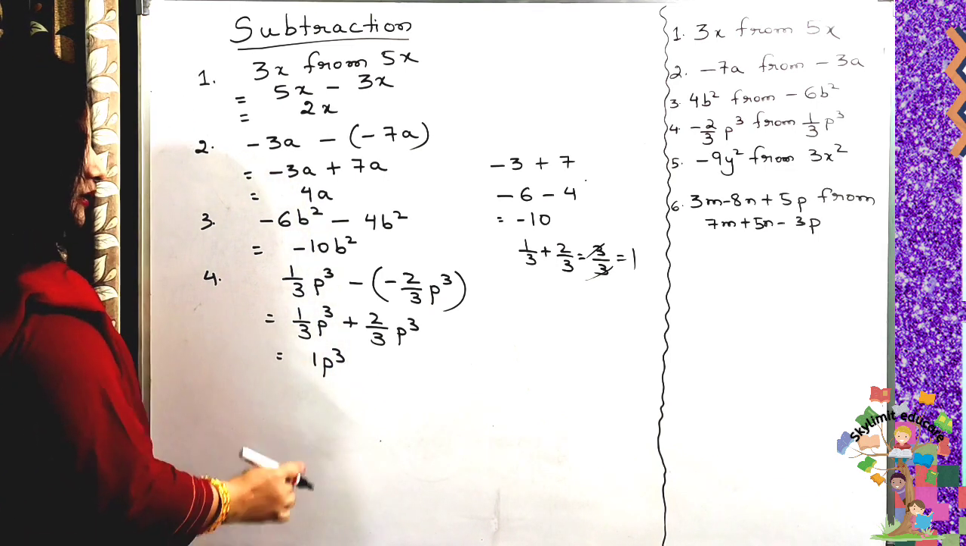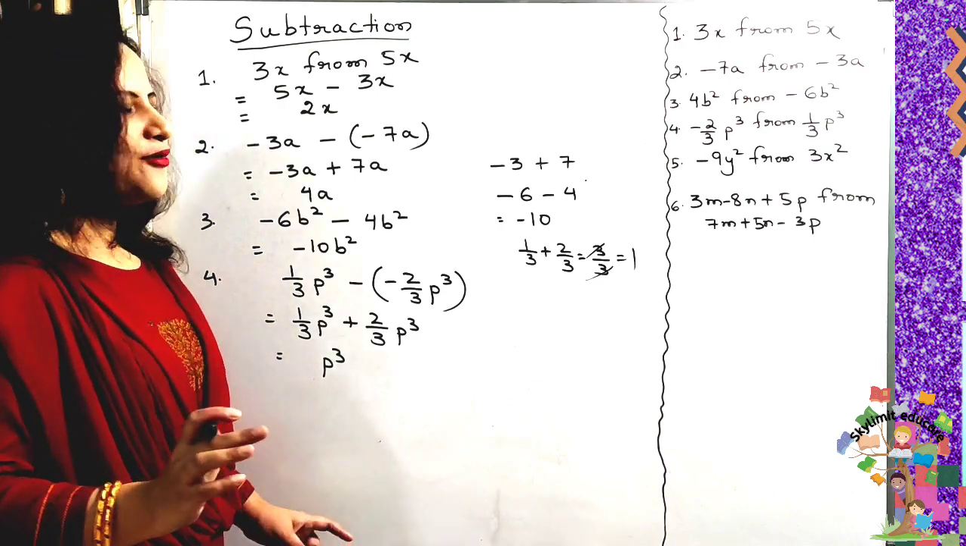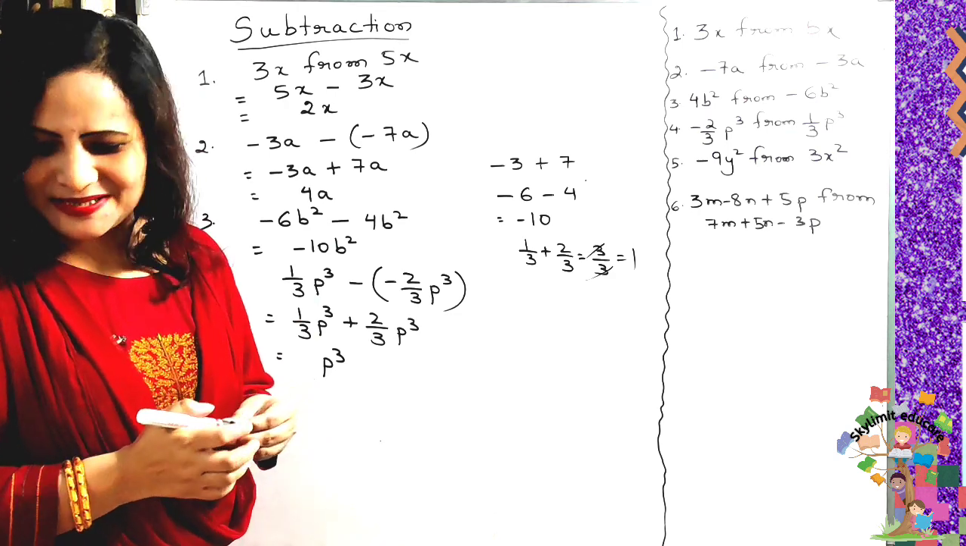Instead of writing 1 p cube, we can simply write p cube. It automatically means that the numerical coefficient is 1. I think you already know by now these things.